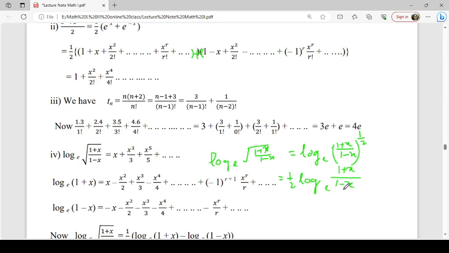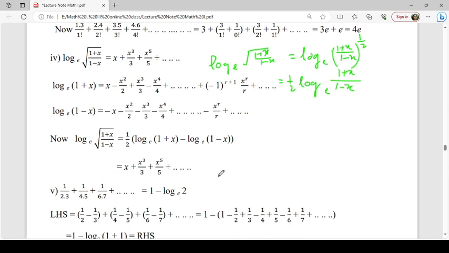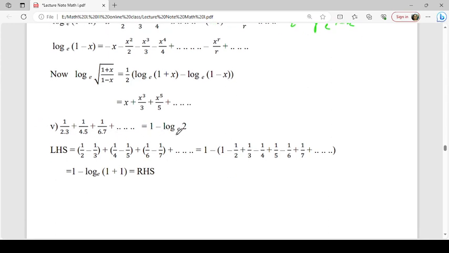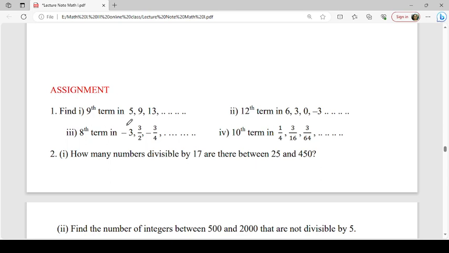So log of m by n is log of 1 plus x minus log of 1 minus x. Then we write the series for log of 1 plus x, then log of 1 minus x, and after addition we get this one. And after subtraction we get this series. Then these are some problems to work out.